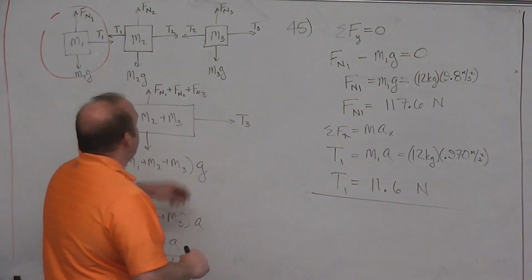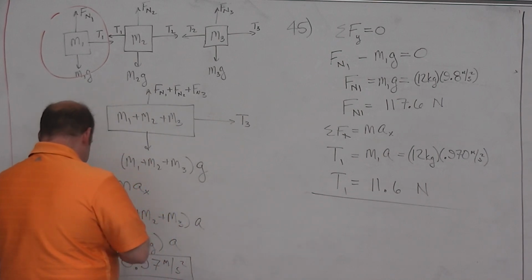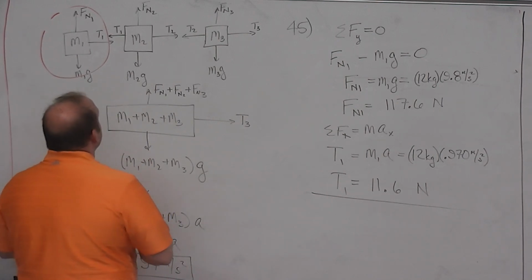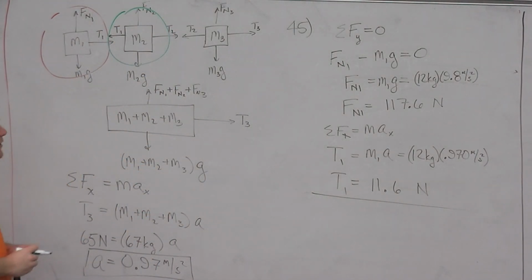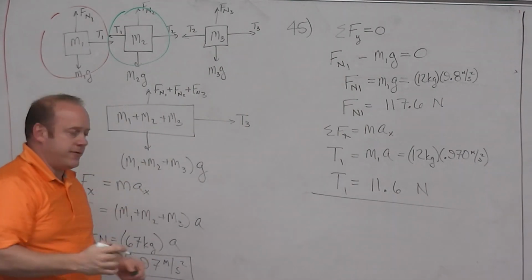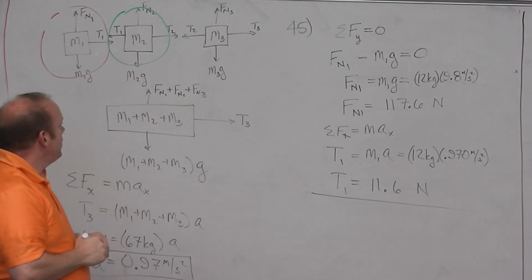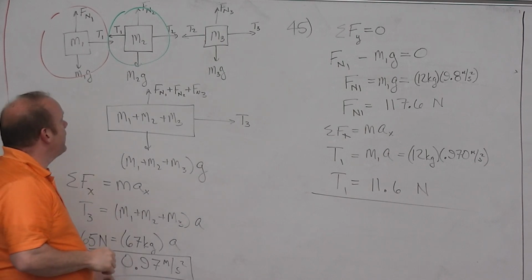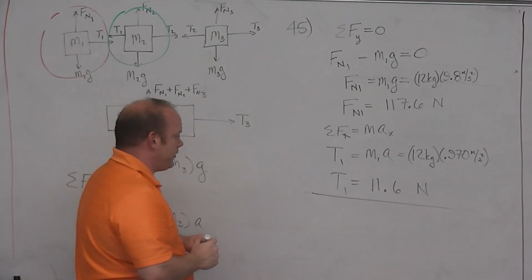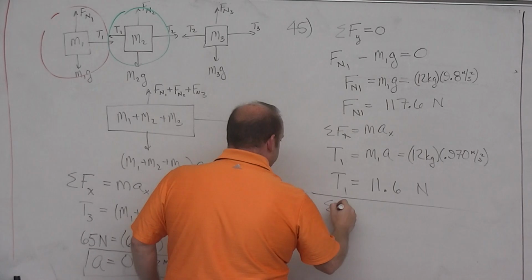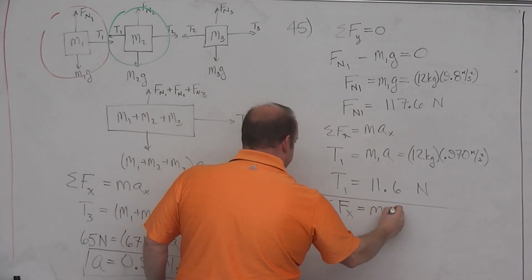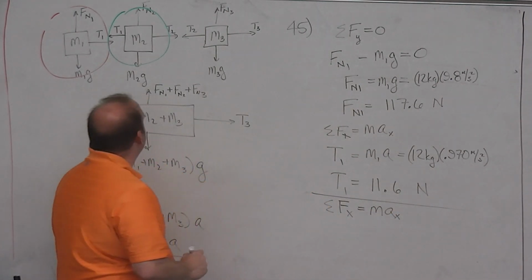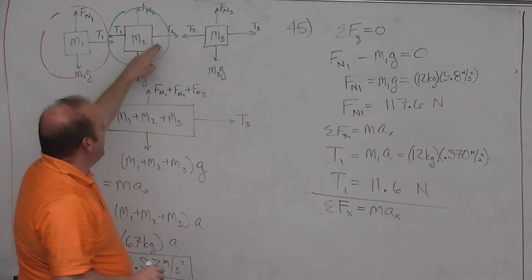Now I'm going to isolate M2. I can do M3 just as easily. There's no reason not to do M3. They have equal level of difficulty at this point. So when I do that, I'm not going to go through the sum of all forces in the y. I'm just going to look at the sum of all forces in the x. That equals mass times acceleration in the x. Okay, I don't need to know what the normal force is.